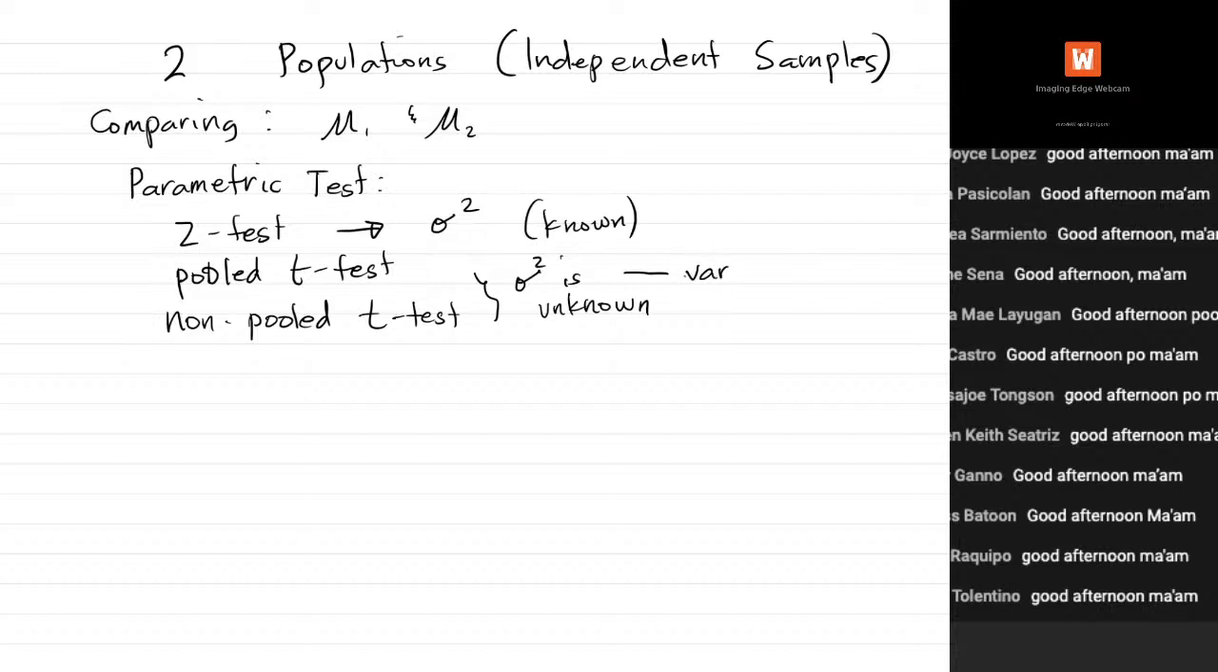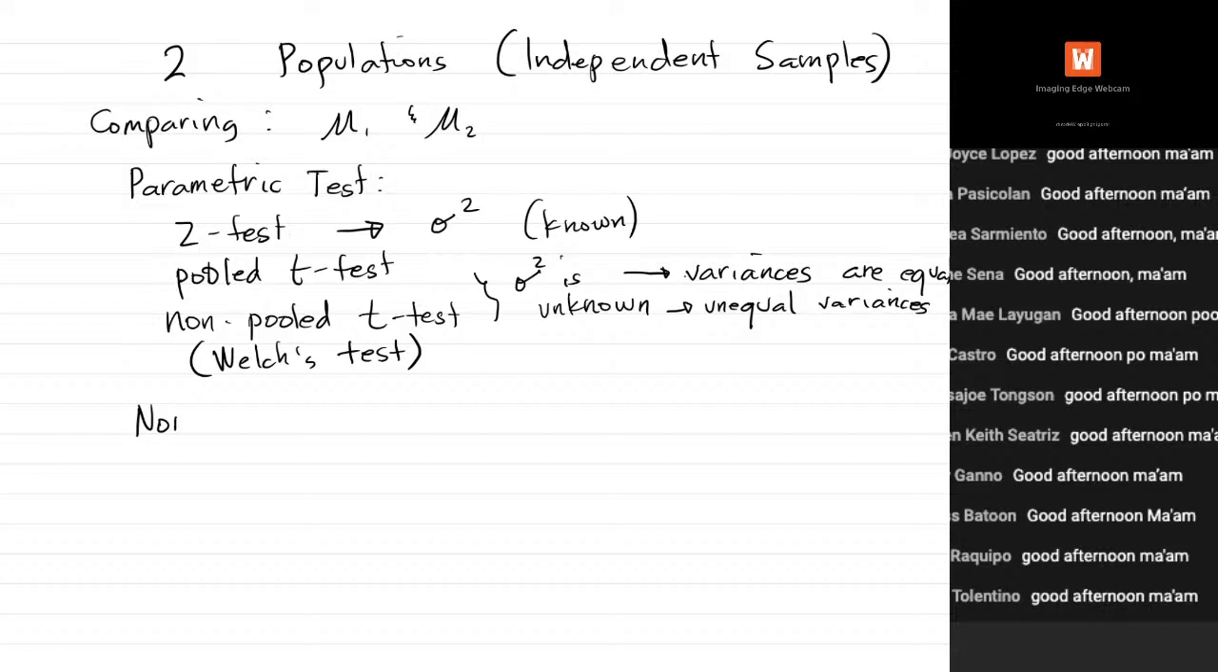variances are equal. Okay, the variances are equal. And this one when the variances are unequal. This is also named as the Welch test. Okay. Next, kapag non-parametric, if the assumptions for parametric tests are not satisfied and you check on the non-parametric counterpart, the non-parametric test for comparison of two means is the Mann-Whitney test. Okay, so Mann-Whitney test.